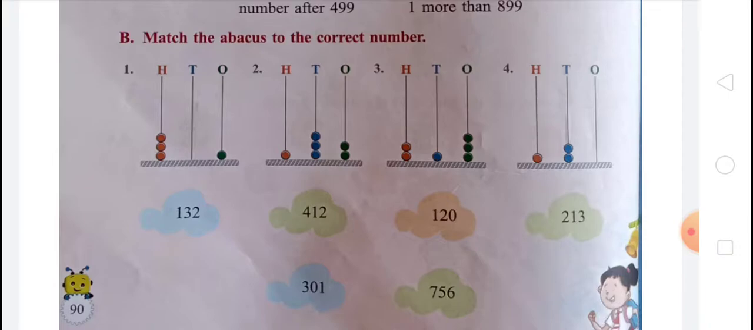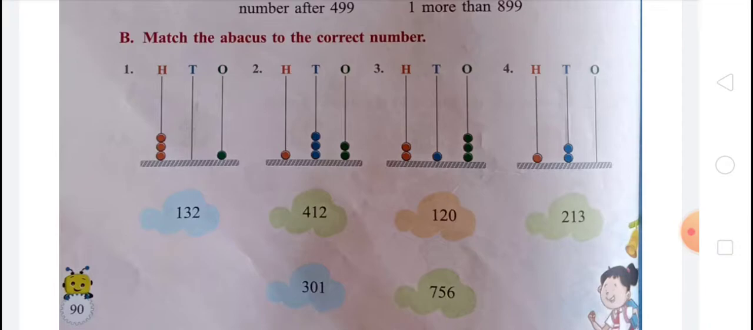You can see here 301. You have to match the first one with 301. And in the second, in ones there are 2 beads, in tens there are 3 beads, and on the 100 place there is 1 bead. So that will be 132. So you have to match it with 132.